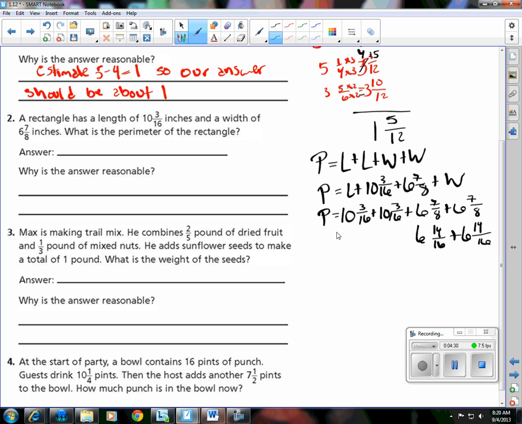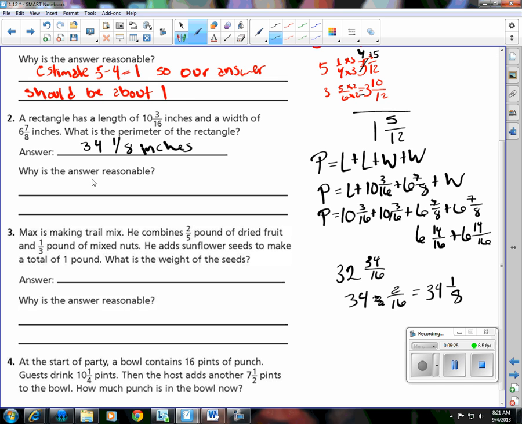Plus 6 14/16. Okay, so now I'm ready to add. 10 plus 10 is 20, plus 6, 26, 32, plus that other 6. 3 plus 3 is 6. 14 plus 14 is 28. 34/16. Okay. How many 16s can I pull out of there? 2. So I get 34 and 2/16, which is equal to 34 and 1/8. Okay, so 34 and 1/8 inches.